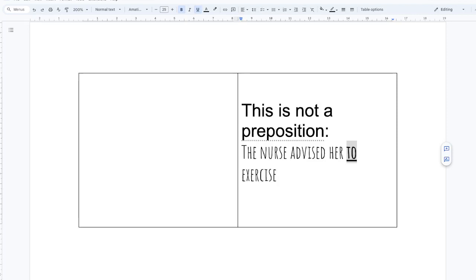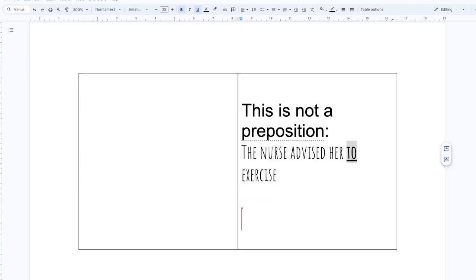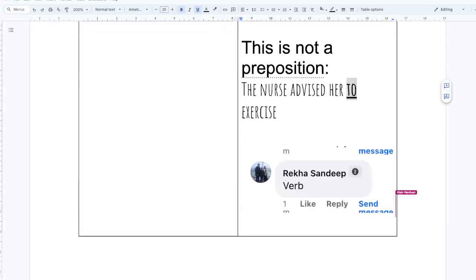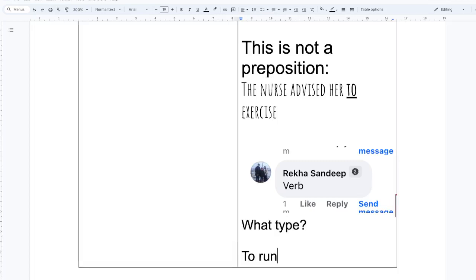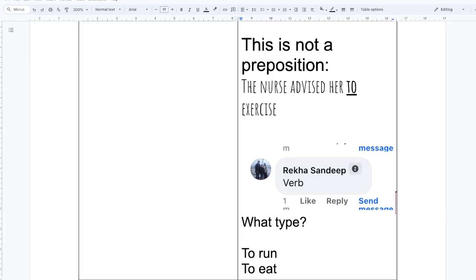Let's get some answers. It would be great to have some answers. I want to run. So Rika, there you go. What type of verb is it, Rika? Rika is saying it's a verb. I agree. What type though? Can you tell us? Can anyone tell us what type of verb? To run. To eat. If anyone ever watched Star Trek, to go, to boldly go. That kind of thing. So what type? Can anyone tell me? Just type in the chat.